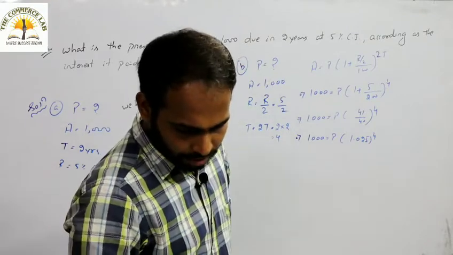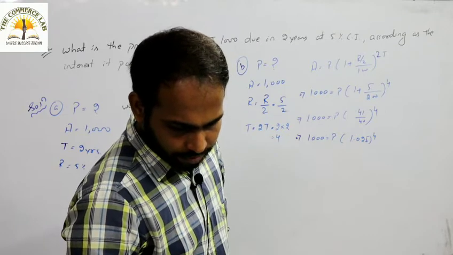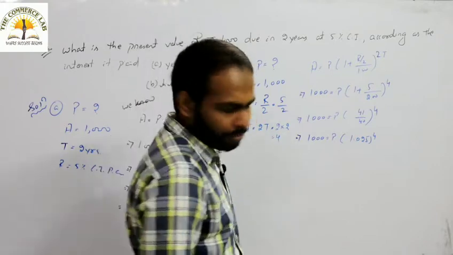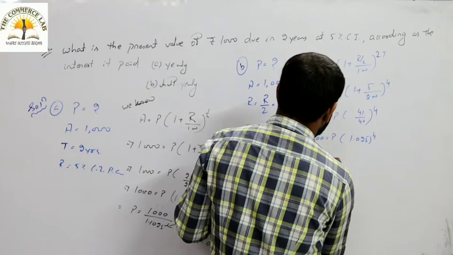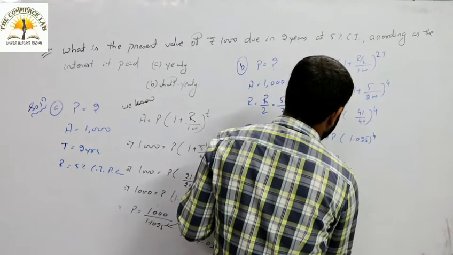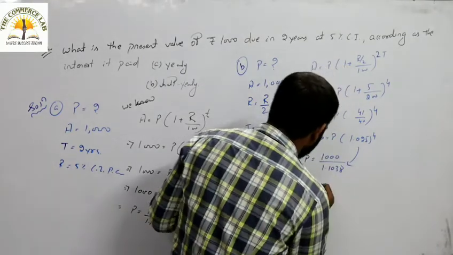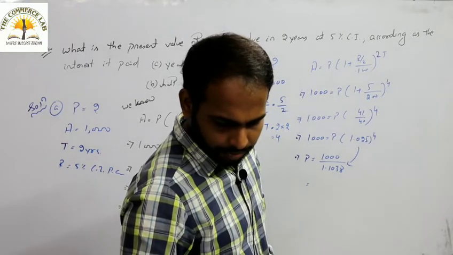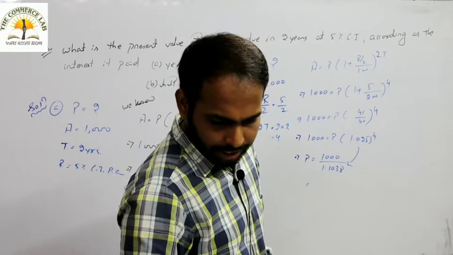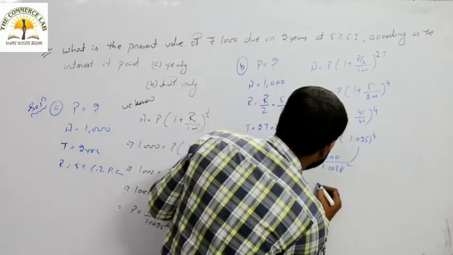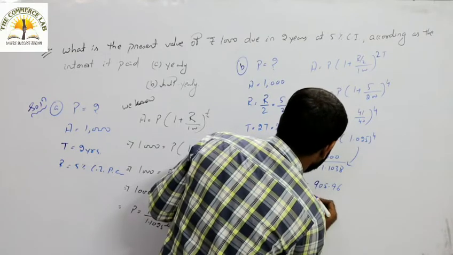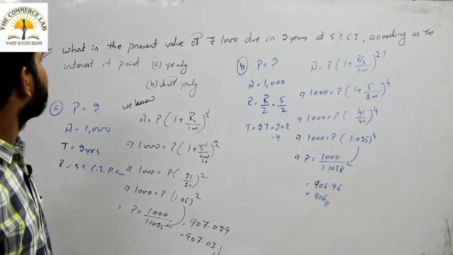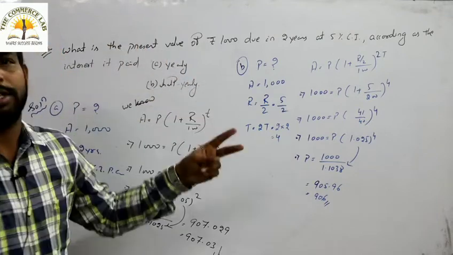Then 1.025 to the power 4 is 1.1038. So 1000 divided by 1.1038 is your 905.96, or 906.